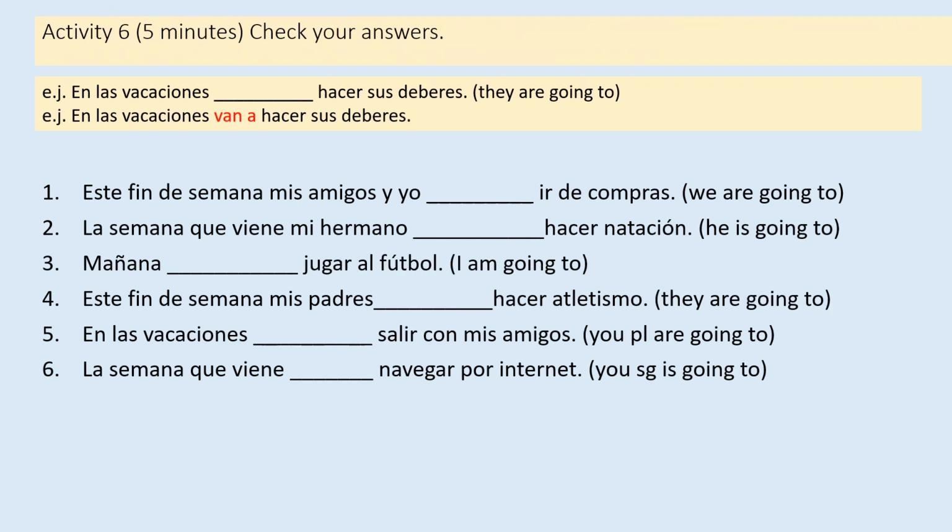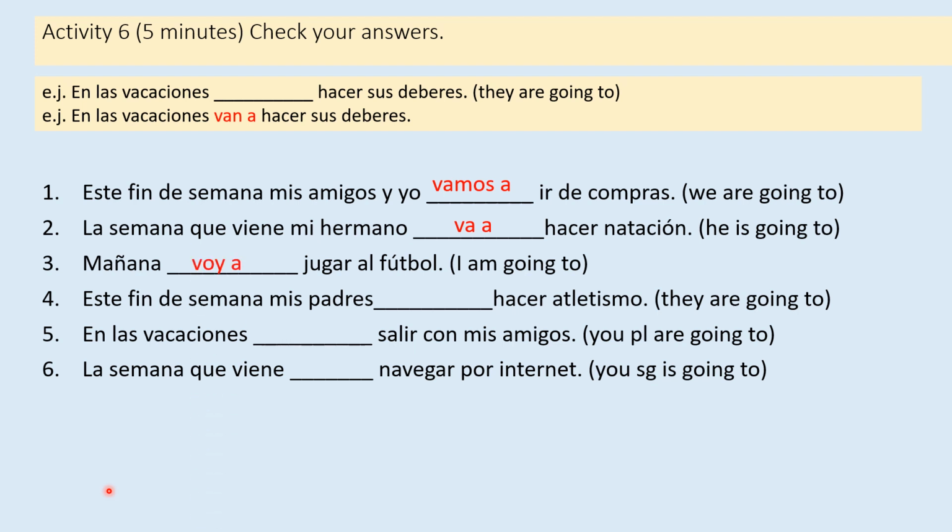So let's go through your answers. Este fin de semana mis amigos y yo vamos a ir de compras. Okay, you had to choose the we form of the verb ir, so we are going to. Número 2. La semana que viene mi hermano va a hacer natación. We wanted to choose he is going to, so we chose va a.